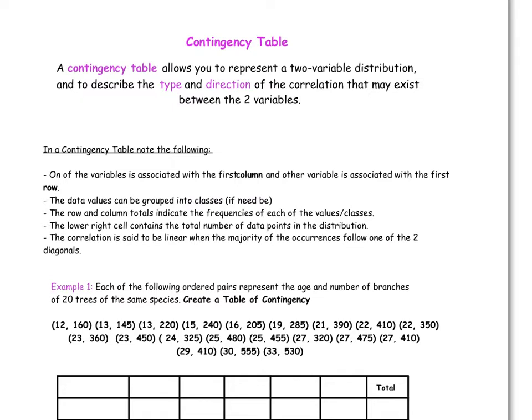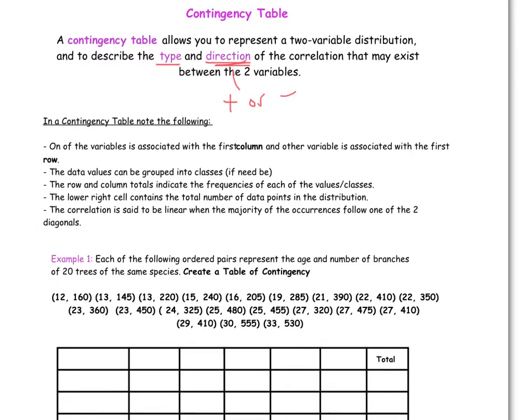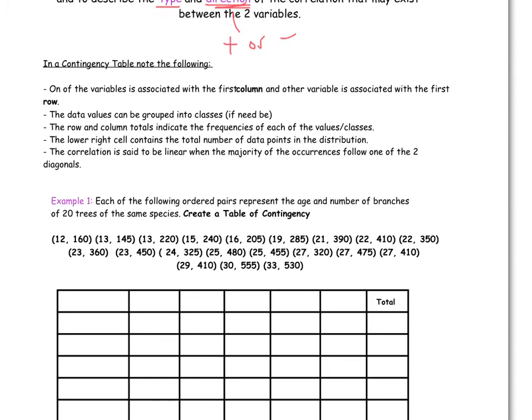A contingency table is one way that we can represent our two-variable distribution. It can help us determine many things about the distribution, but most importantly it can help us determine the type and the direction, so whether it's positive or if it's negative. Here we have a few things to note about a contingency table. This outlines a few things that are important about a contingency table, and I'll illustrate each point as I work out an example. So we have an example here, example 1.